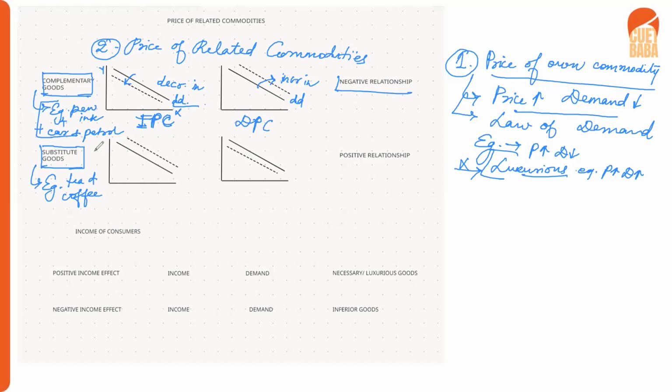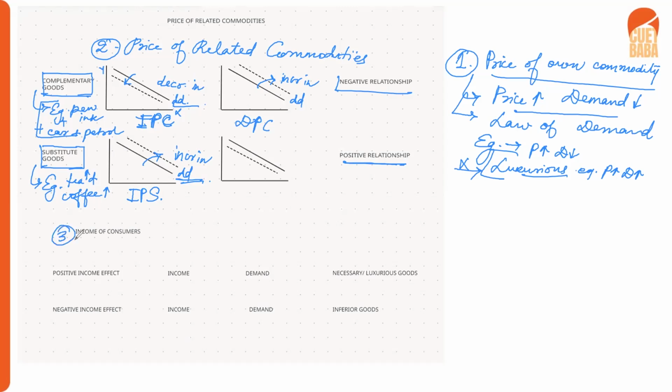On the other side, if we take substitute goods, first we'll consider an increase in the price of substitute goods. When there's an increase in the price of substitute goods, the demand curve shifts to the right. Why the right side? Because that shows an increase in the demand for those commodities. If the price of tea increases, then the demand for coffee would also increase. That shows a positive relationship between the two commodities.